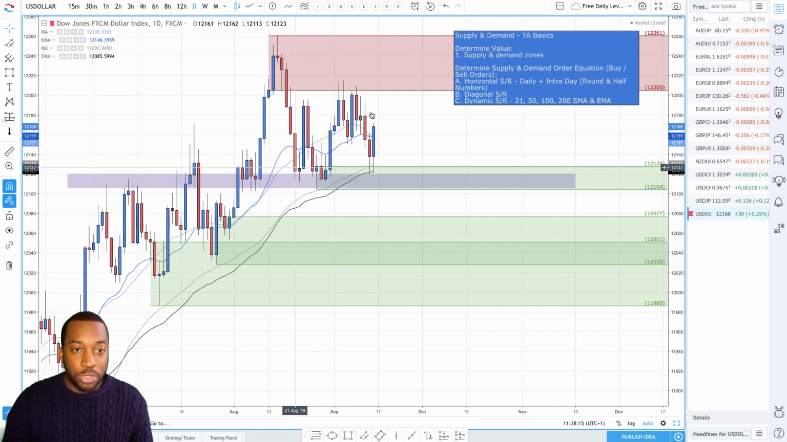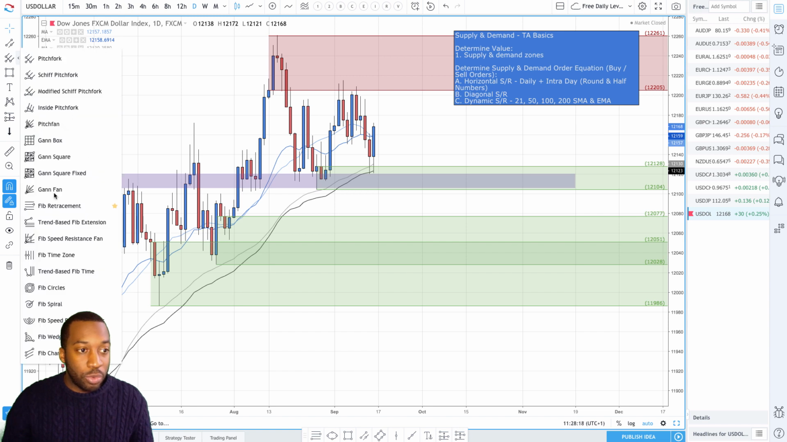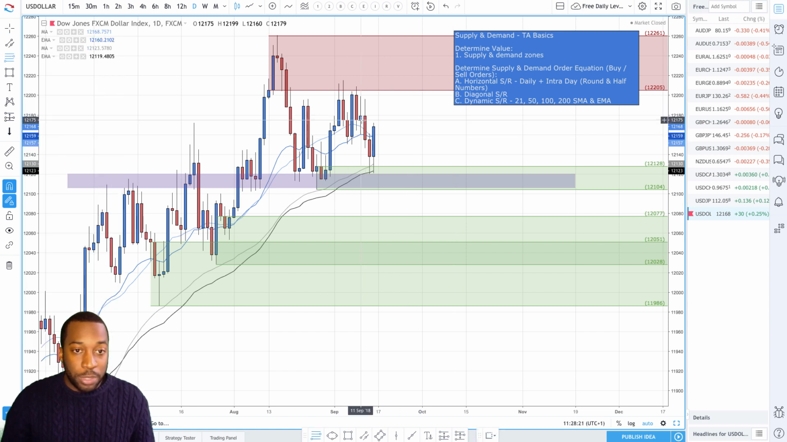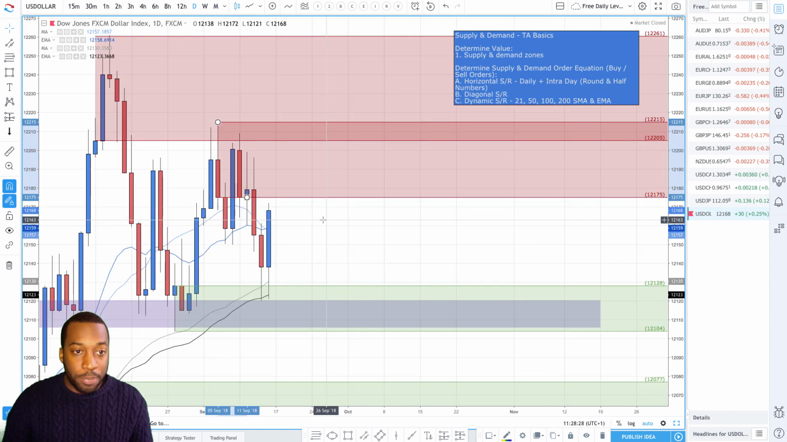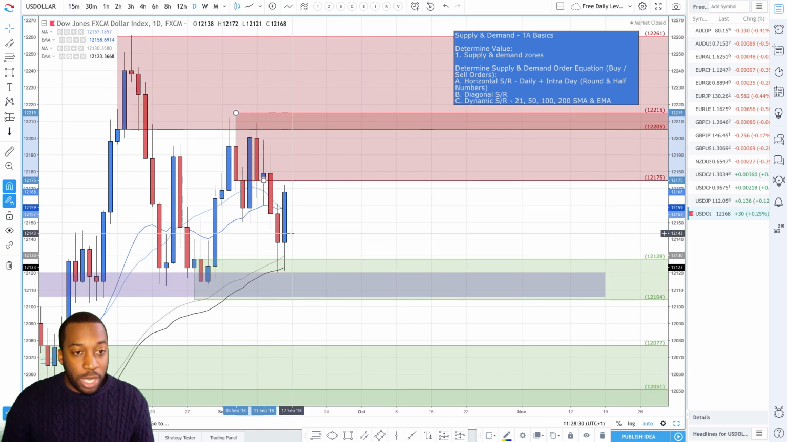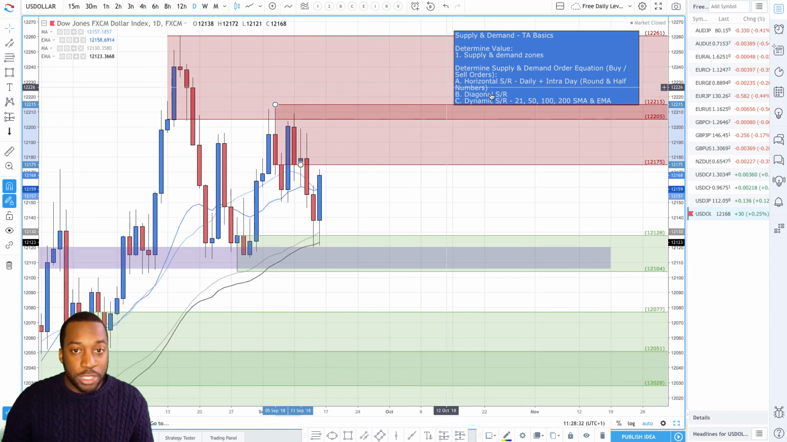So from a sell side perspective, what we want to do is look for new supply zones. That would be the new supply zone there, right? And as we made lower highs and lower lows, we would go through this exact same process if we want to be a seller this week, right?